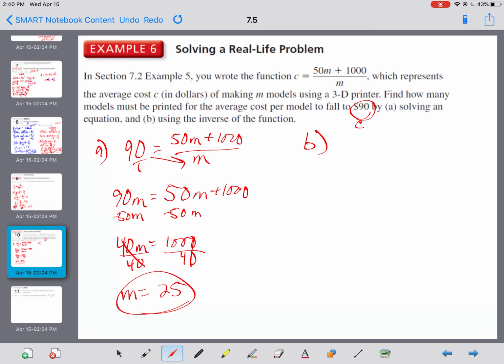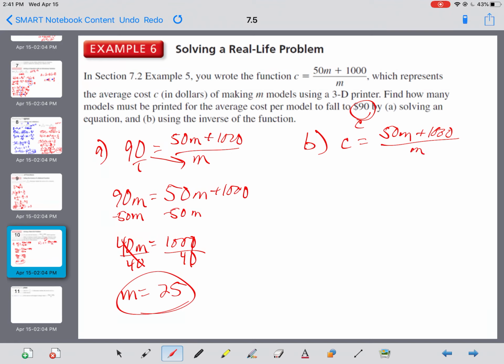So B, find the inverse. Okay, so we're going to switch it. Where one thing was, the other thing goes. Now, what did they do there? Now, the deal with this one is we don't want to switch their places. We just want to get one letter by itself, which is the M part.